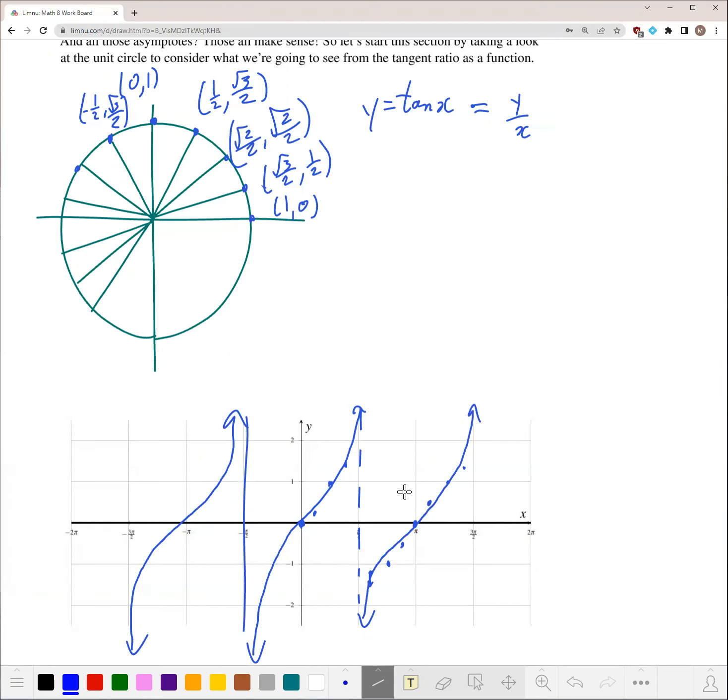And so it looks really gross when you look at it the first time. I know we were kind of like, what the heck? Like, something's wrong with this graph. Yeah, there are asymptotes, but the asymptotes all make sense. They're very logical if you consider the unit circle. And so that's our tangent function.